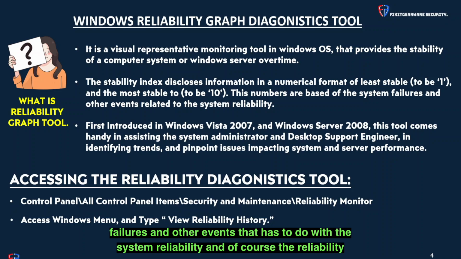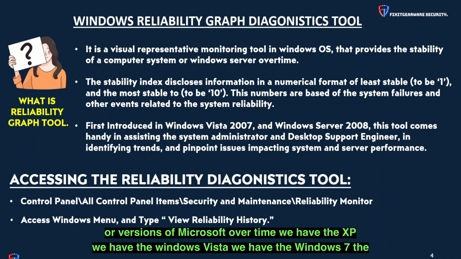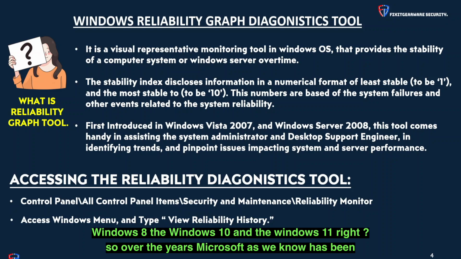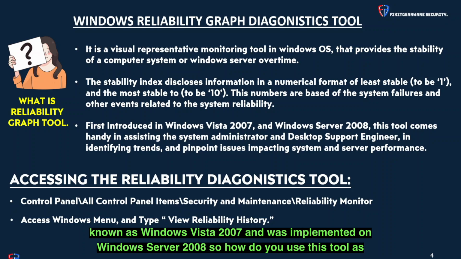And of course, the reliability graph was first introduced in Windows Vista. If you're familiar with the various operating system versions of Microsoft, over time we have XP, Windows Vista, Windows 7, Windows 8, Windows 10, and Windows 11, right? Over the years, Microsoft has been releasing various versions of its operating system. This tool was first introduced on the version known as Windows Vista 2007 and was implemented on Windows Server 2008.